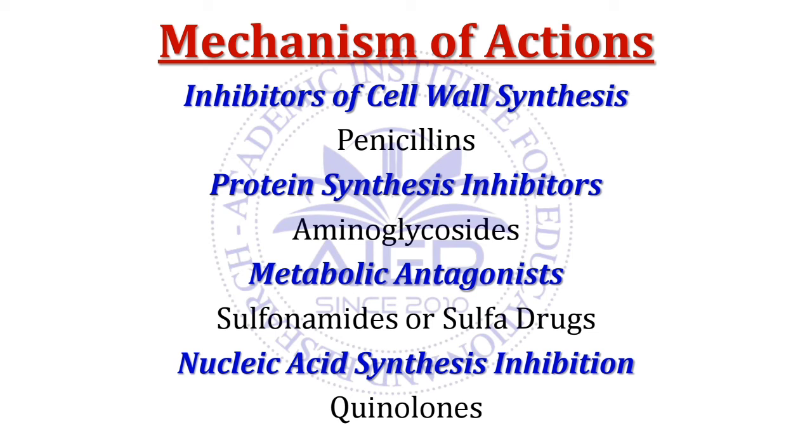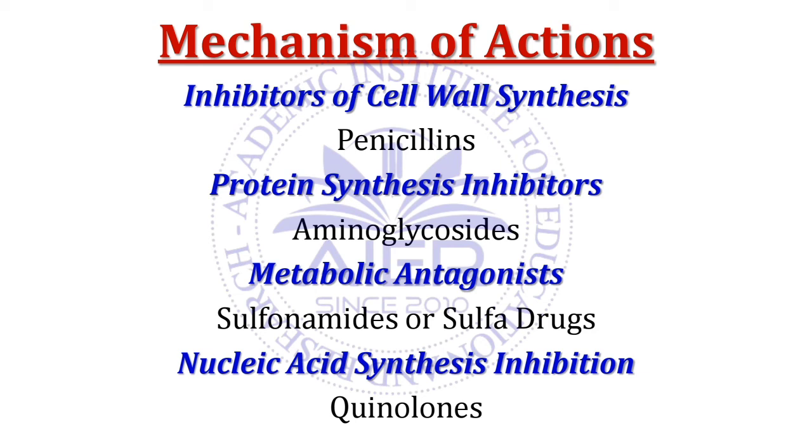And aminoglycosides are a type of antibiotic that act this way. Metabolic antagonists: by inhibiting the metabolism, you can stop the growth, or you may also destroy the pathogen or bacteria. So that is considered a common mechanism by which bactericidal and bacteriostatic antibiotics act. Examples are sulfonamides and sulfur drugs.